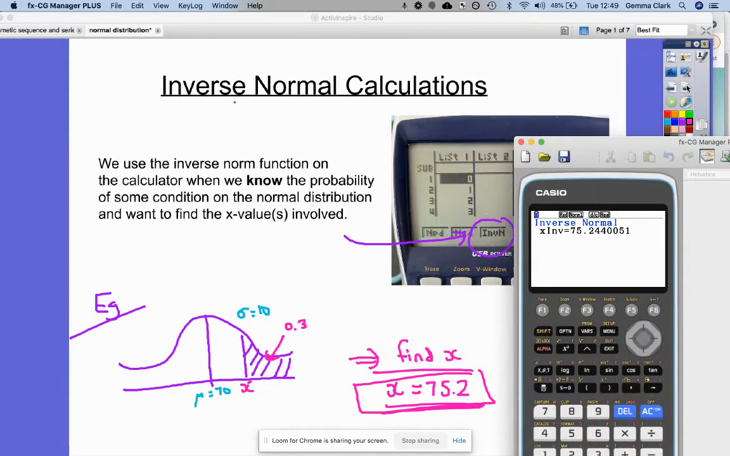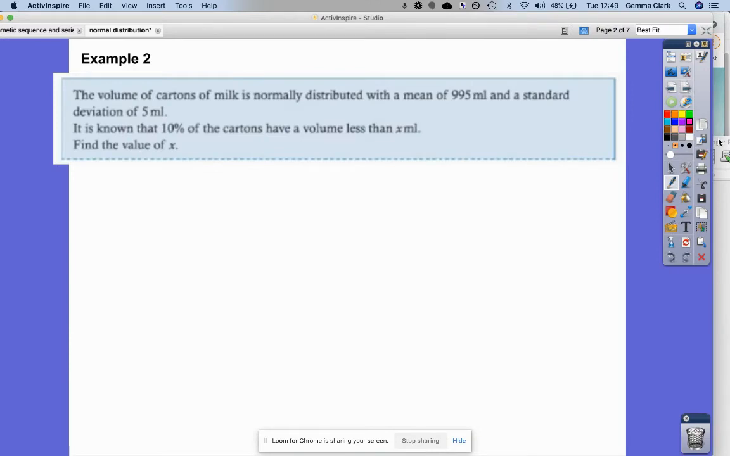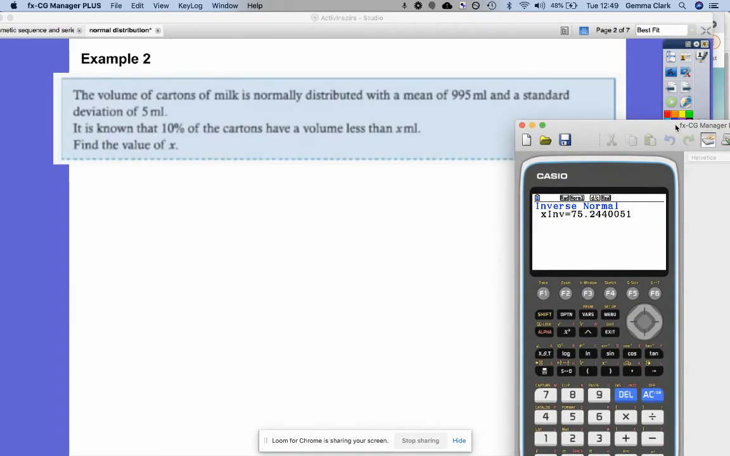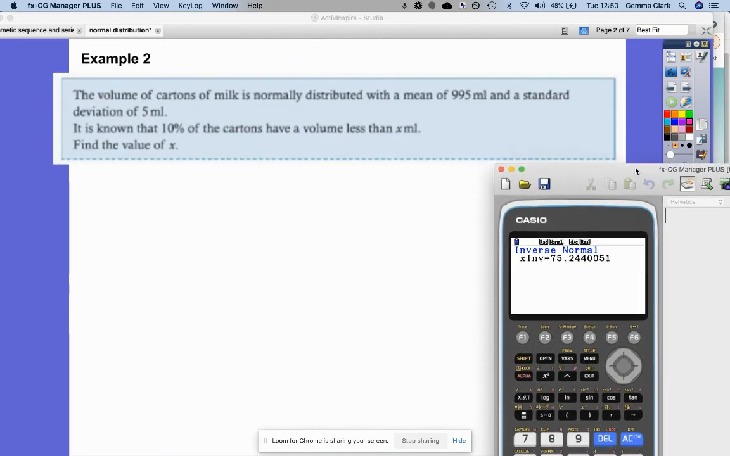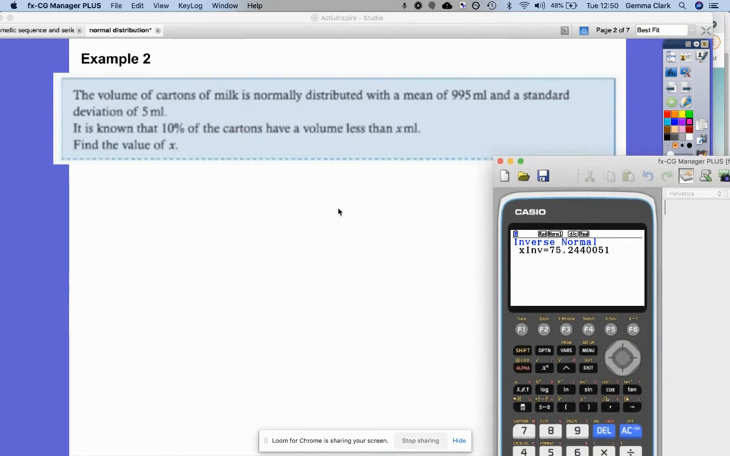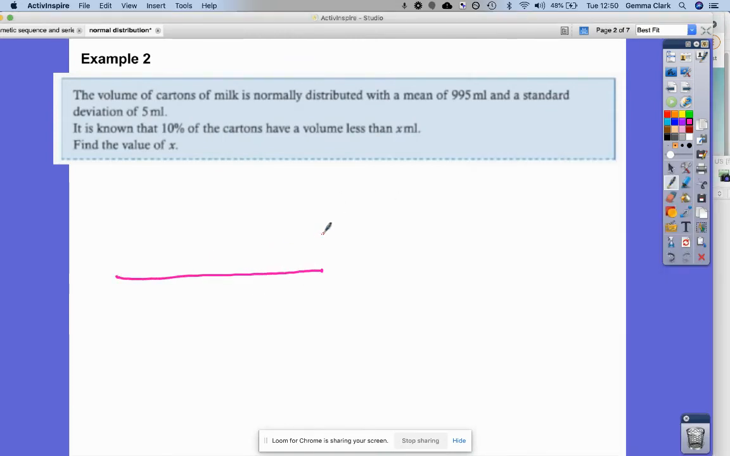Okay, next one. So now I've got a bit more of a wordy question here. So this is more like a standard sort of IB applications question. So the volume of cartons of milk is normally distributed with a mean of 995 millilitres and a standard deviation of 5 millilitres. It is known that 10% of the cartons have a volume less than X, so find the value of X. So again, big tip here is always when you're given a description like this, you can't really, I mean, you can, but I like to visualize it as a normal distribution. So what I'm going to do is actually start to draw it out.